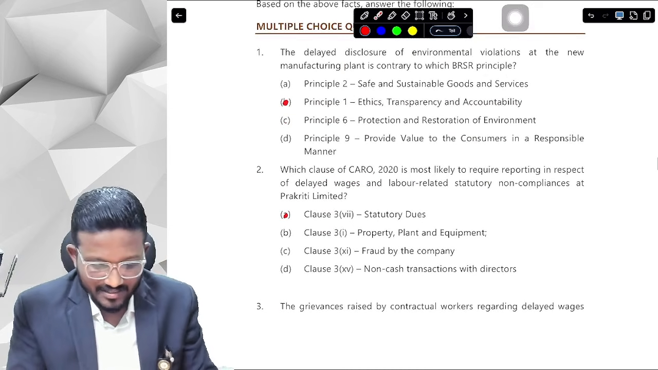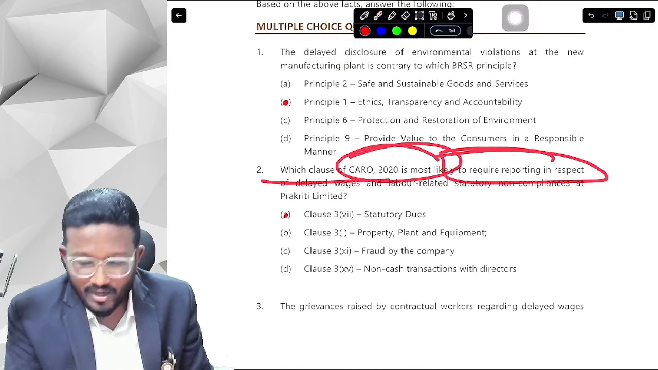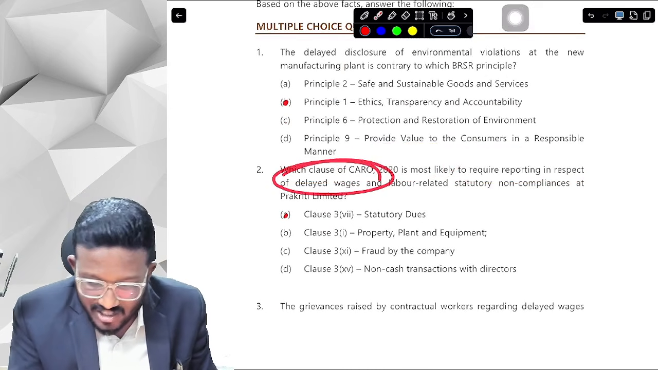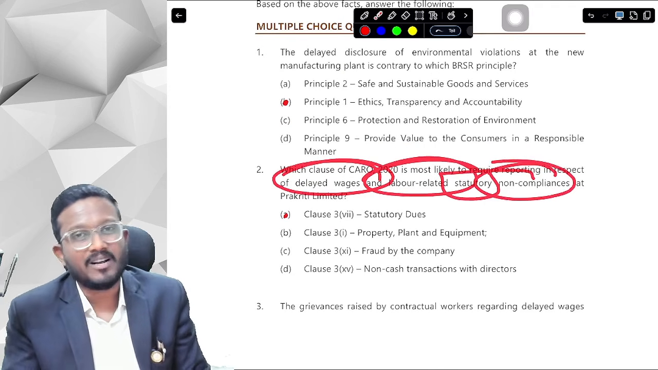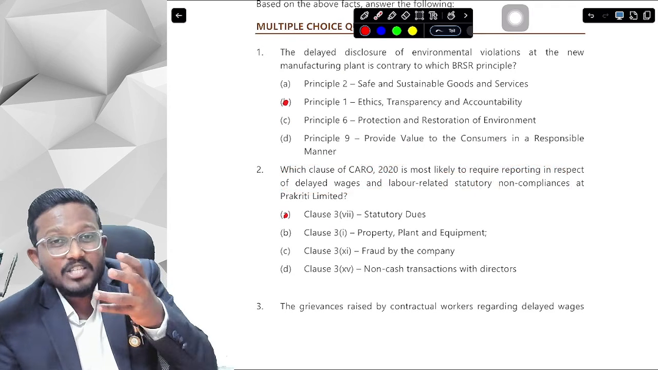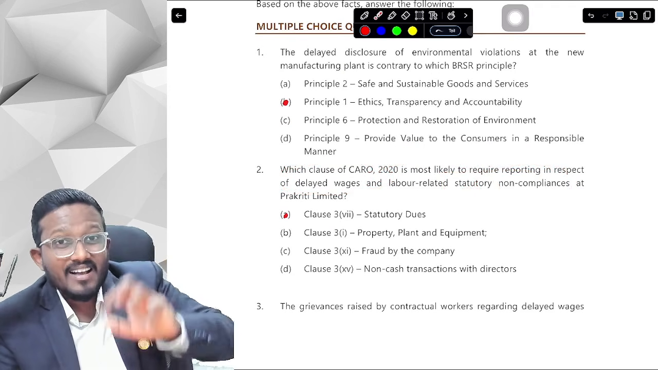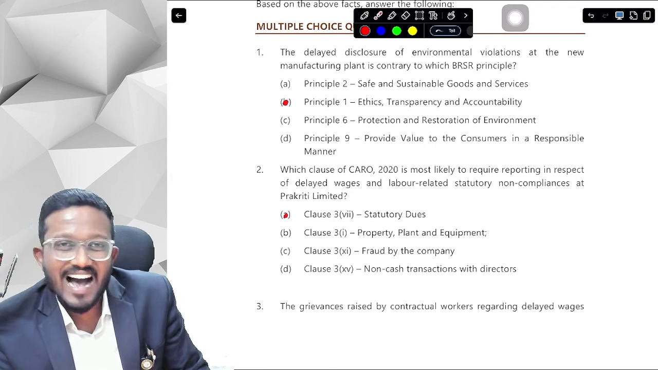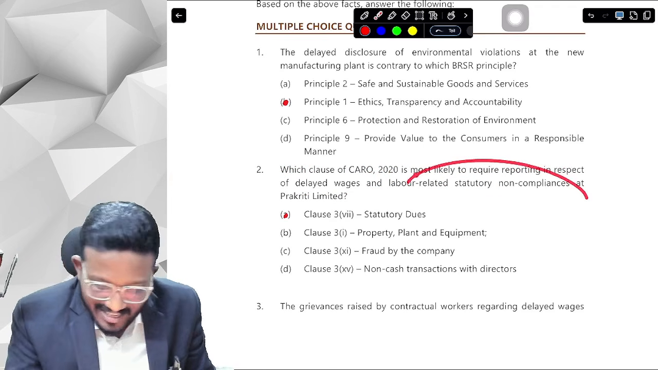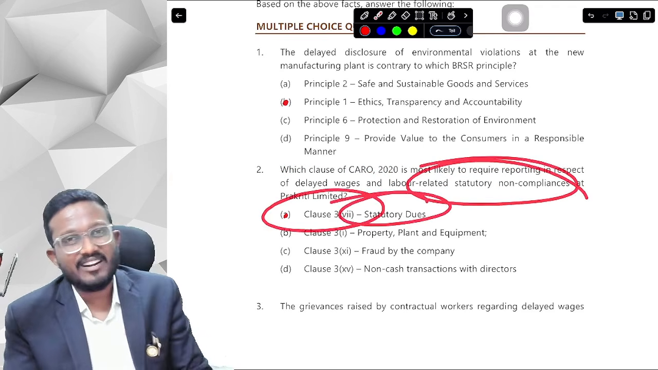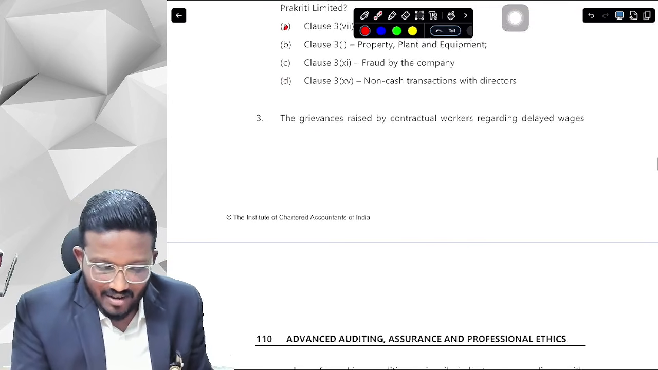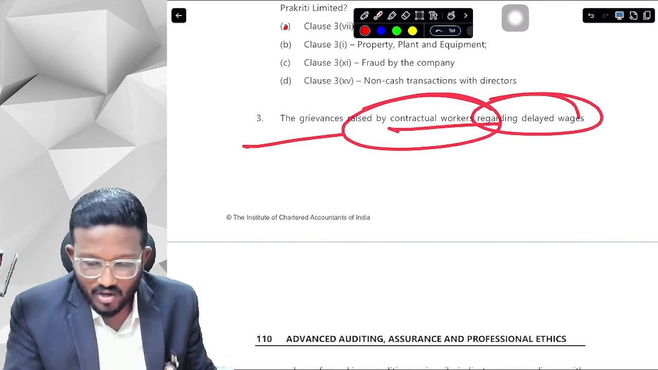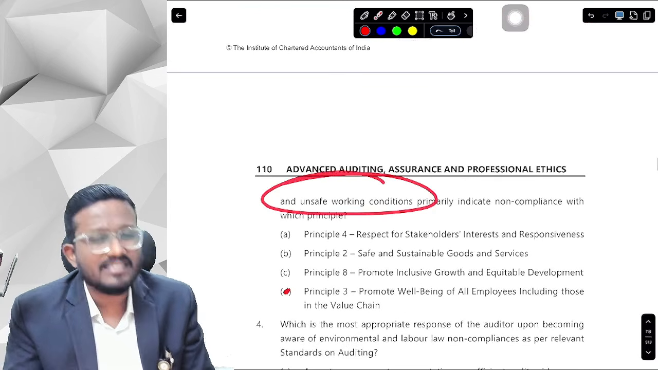Okay, yes sir. Next, which clause of CARO is most likely to require reporting in respect of delayed wages and labor related statutory non-compliances? So if there is a payment which is statutory and we have not complied it, under which clause will it come under CARO 2020, sir? Obviously our statutory dues. It was statutory dues. So clause number 7, statutory dues. Okay, yes sir.